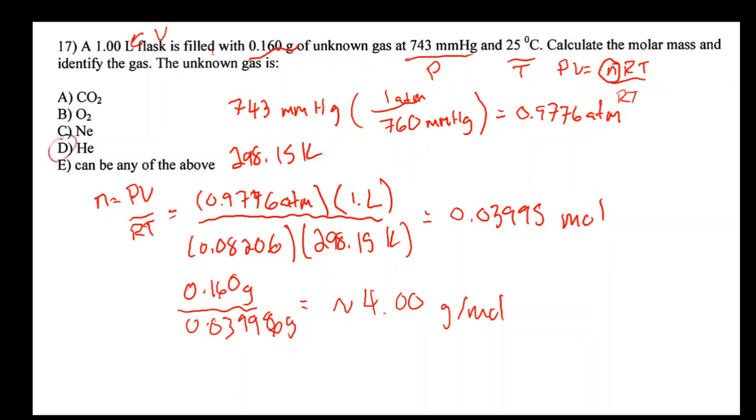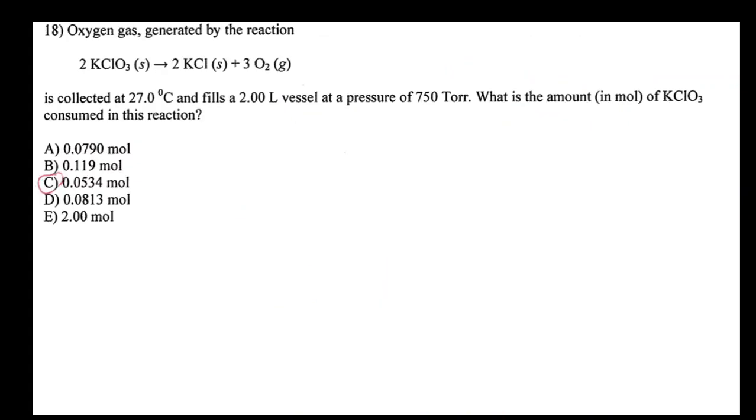Okay. So then we know that helium has a molar mass of 4.0026. So very close to what we get. So then you would just look, realize that's on your table, and then the answer would be helium.